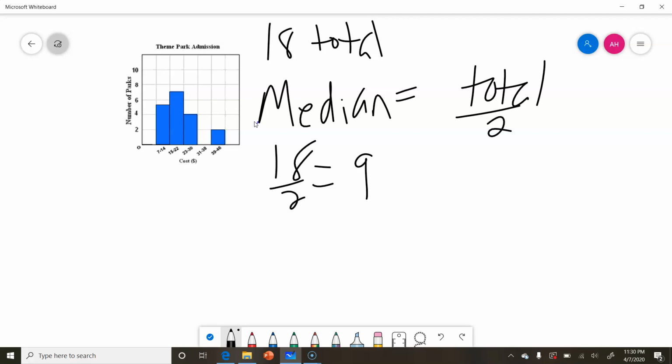When it's an even number, we have to use 2 terms. So we take the one that we divided to get, and then the 10th term. It's between the 9th and the 10th; it's the average of those two. So we have to figure out where the 9th and the 10th term are.